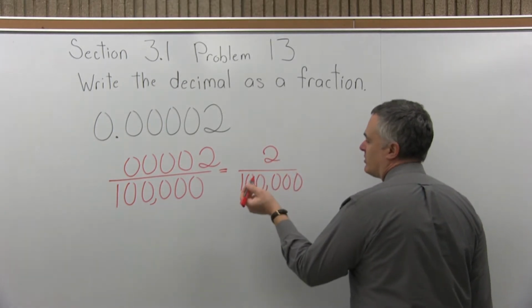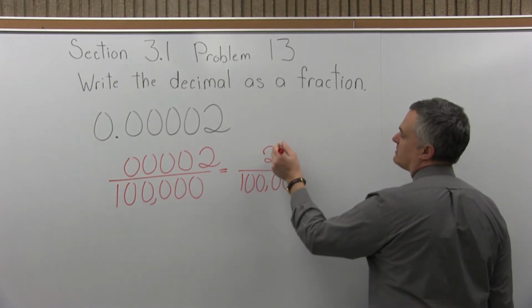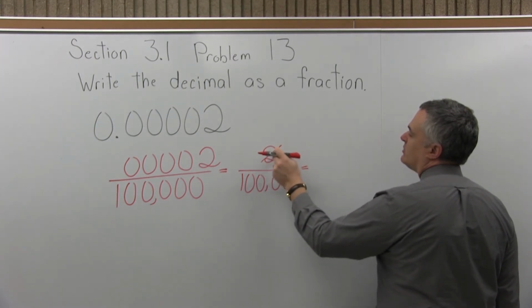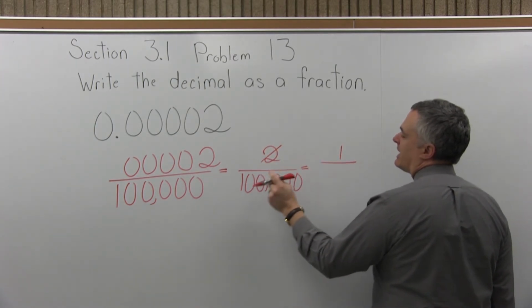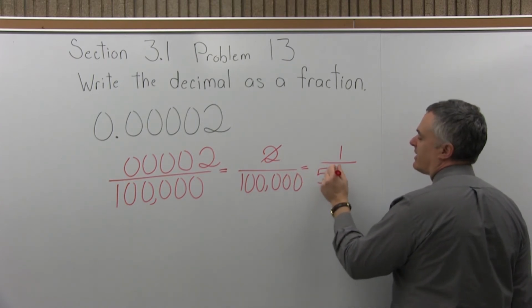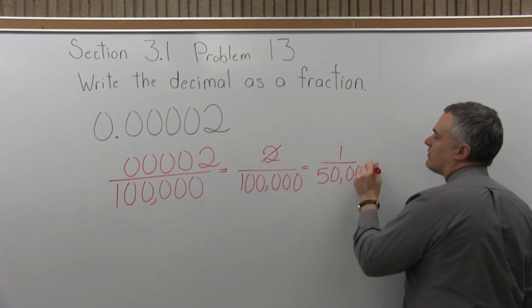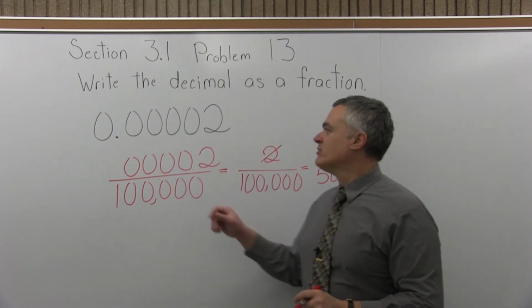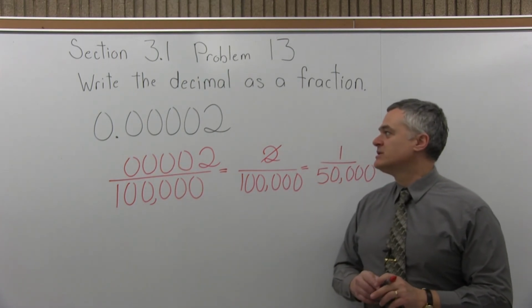Yes, I can, because they're both even. The numerator is even, the denominator is even. So I will divide 2 into 2 once, and I can divide 2 into 100,000 50,000 times. Right? Basically, I cut it in half. So 1 over 50,000 is equivalent to 0.00002.